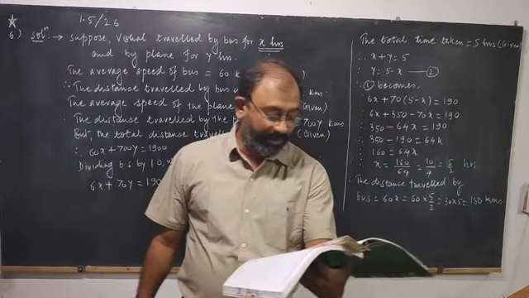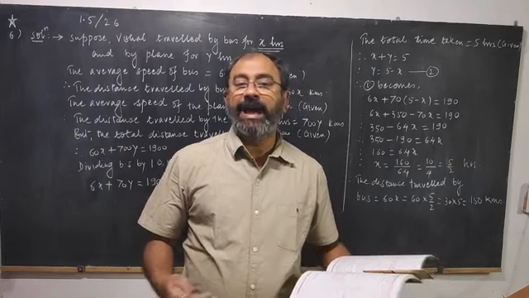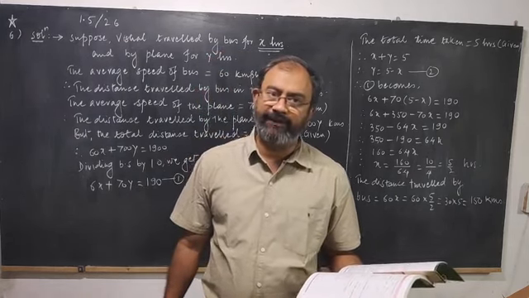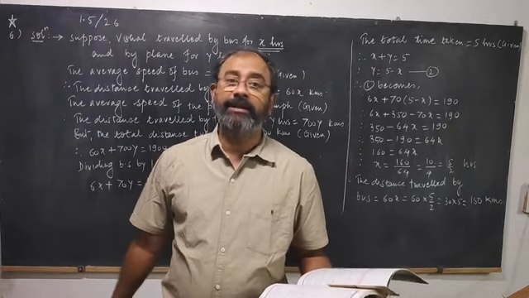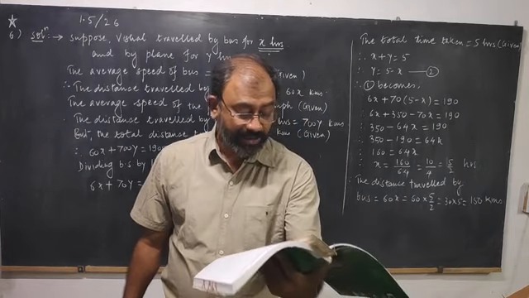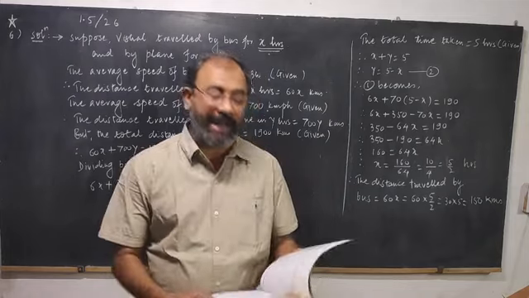Okay. The first condition says that bus travels with the average speed of 60 kilometers per hour and the plane travels with the average speed of 700 kilometers per hour. The total time taken is 5 hours. Okay. The question says find the distance Vishal traveled by bus.